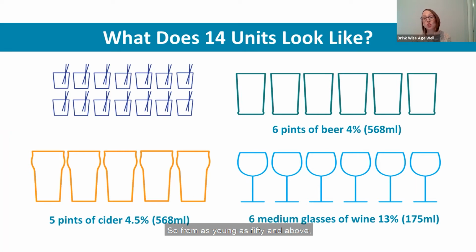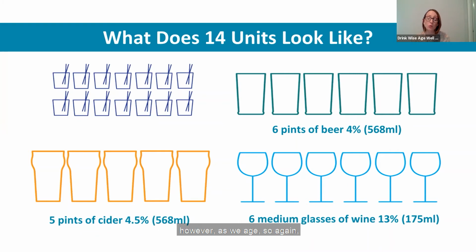So from as young as 50 and above, our liver just isn't as effective at processing alcohol. This means that it can take less alcohol to have the same effect. A lot of people are used to calculating that 1 unit of alcohol equals 1 hour for the liver to process it. And this is often thought about when people are trying to work out when it might be safe to drive the next day.